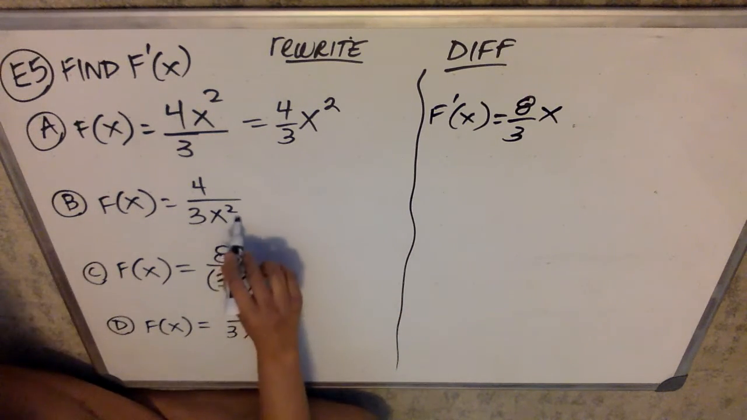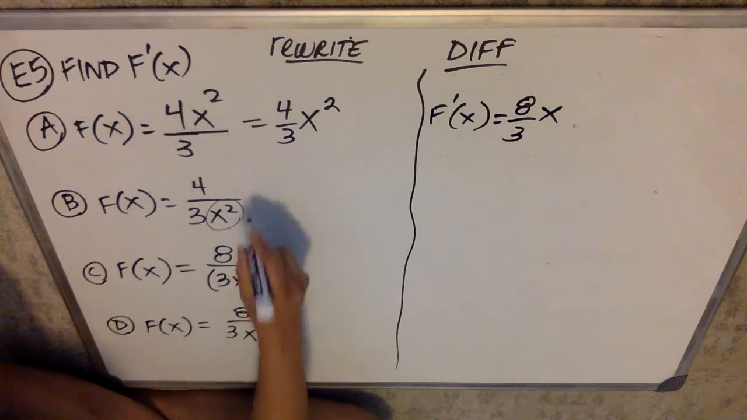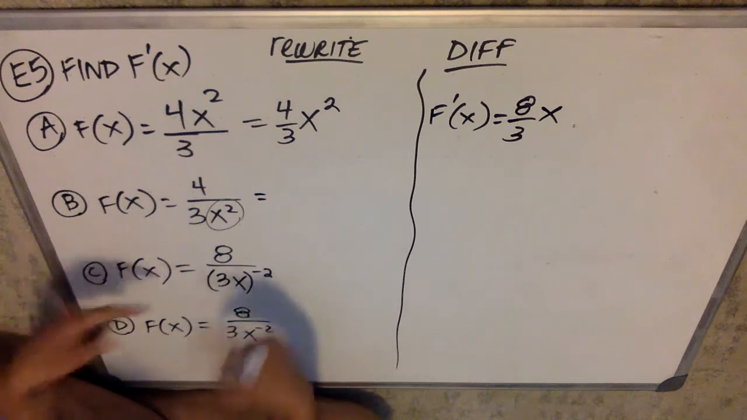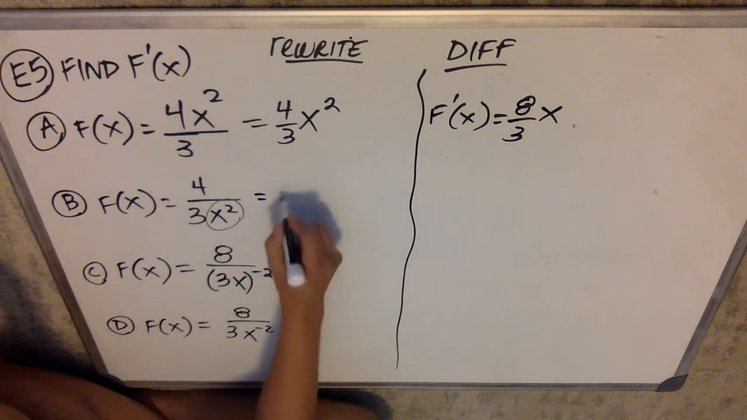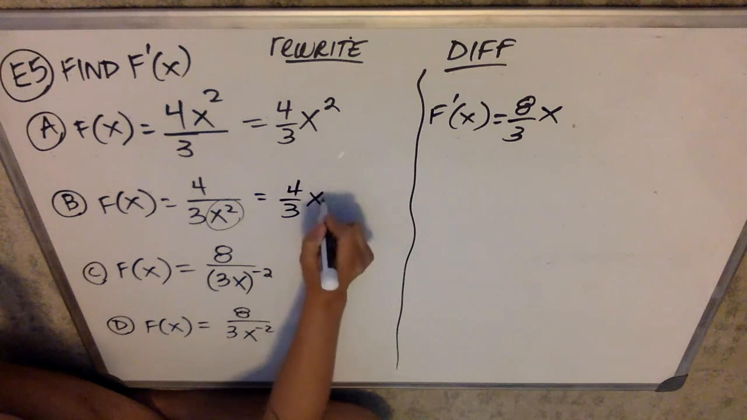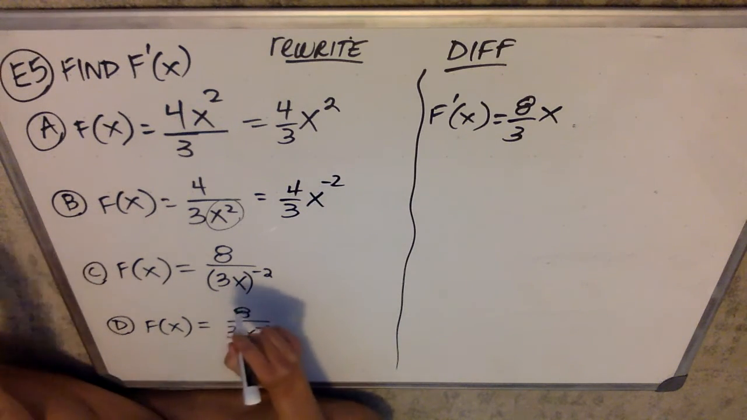Now for B, though, this guy's on the bottom. I want to leave the 3 on the bottom. The 3 is actually not partnered with this, right? So I'm going to have a 4/3, but when I flip the x squared up to the top, it's going to become an x to the negative second.